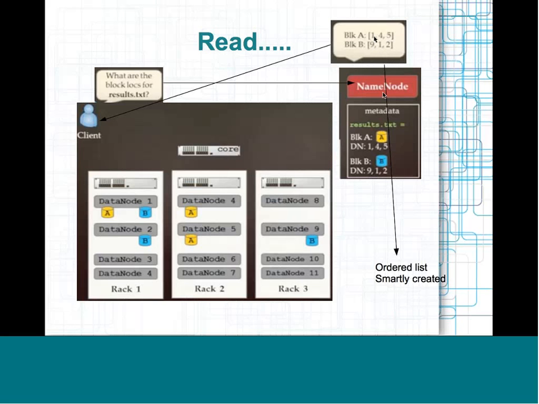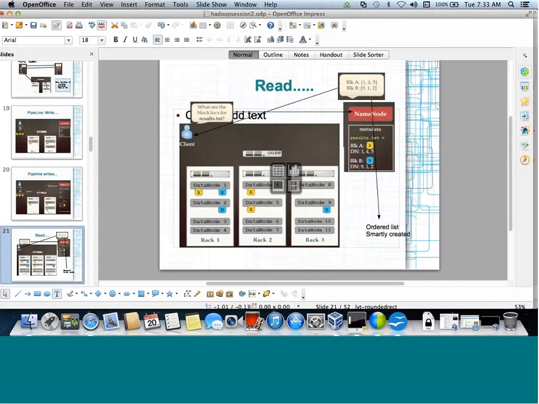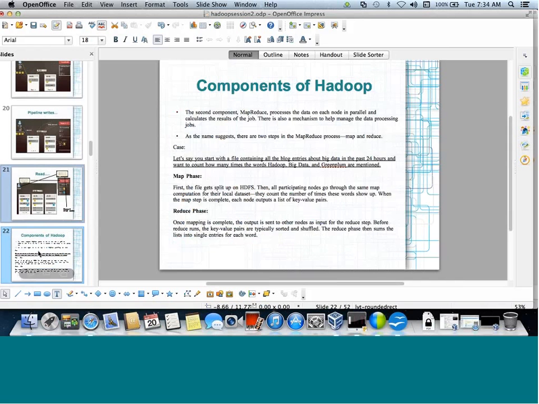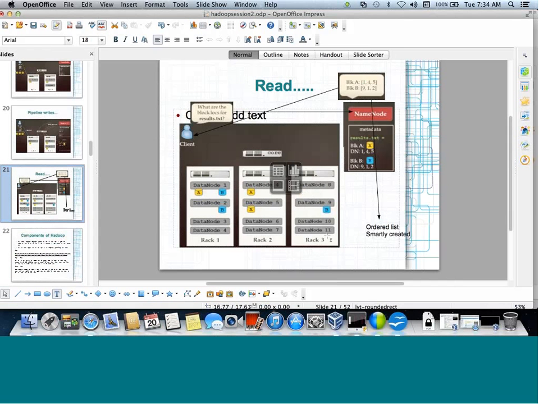And if you see, this list is created smartly. So your client will first try to use what? Block A. He will try to go for 1. If 1 is down, 4. If 4 is also down, 5. Similarly, for block B also, an ordered list will be returned. And from there onwards, the client will have access to read the blocks from different data nodes. Is this clear? How read and write operations are managed by data node and name node.